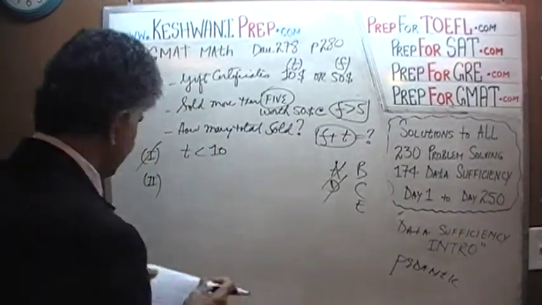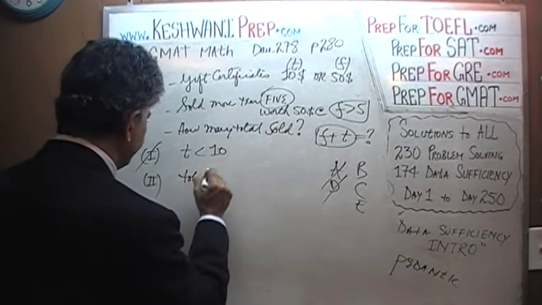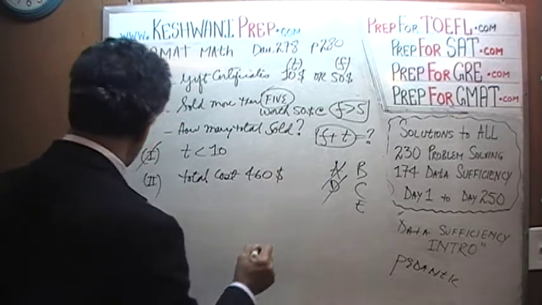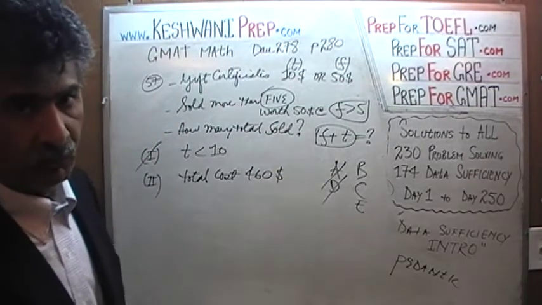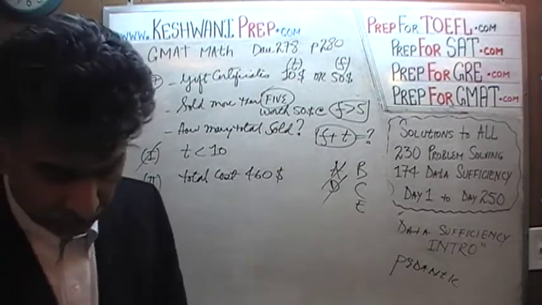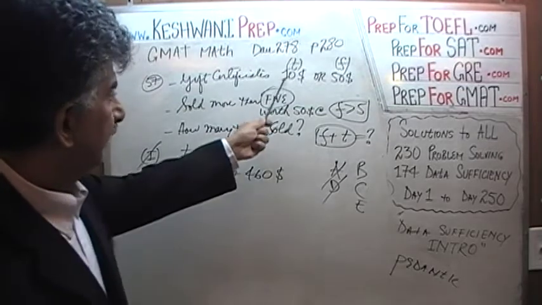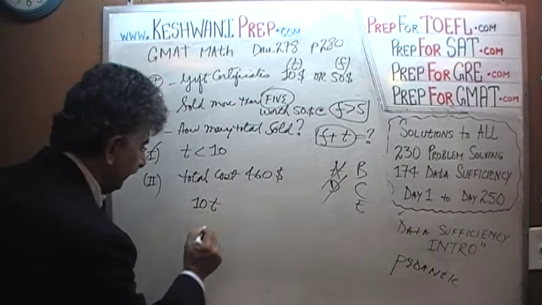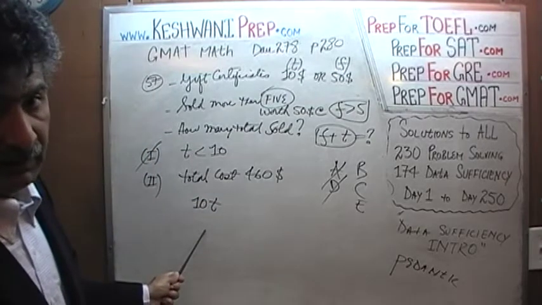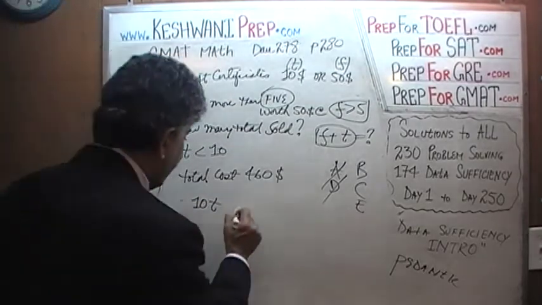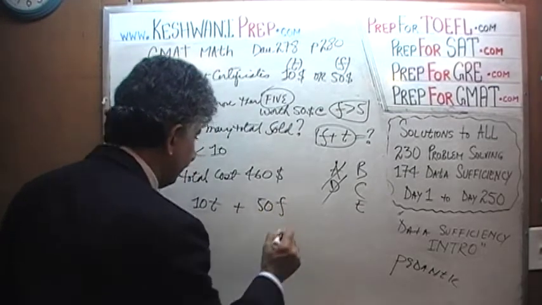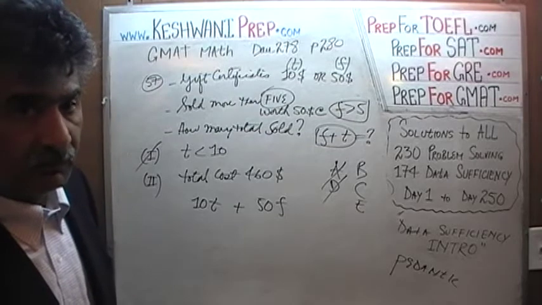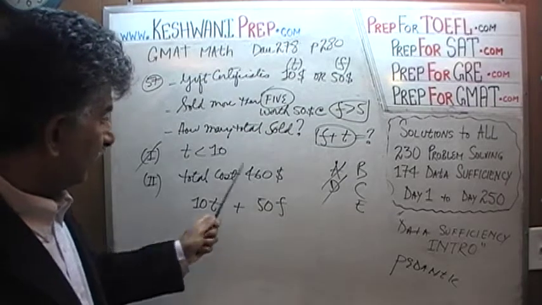The second statement tells us that the total cost was $460. The cost of the total gift certificates that we sold was $460. Now what does it mean in terms of our equation? T represents the number of $10 gift certificates, so 10 times T represents the amount of money that we got by selling the $10 gift certificates, and 50 times F represents the amount of money that we got from selling $50 gift certificates. This amount plus that amount we are told is 460.